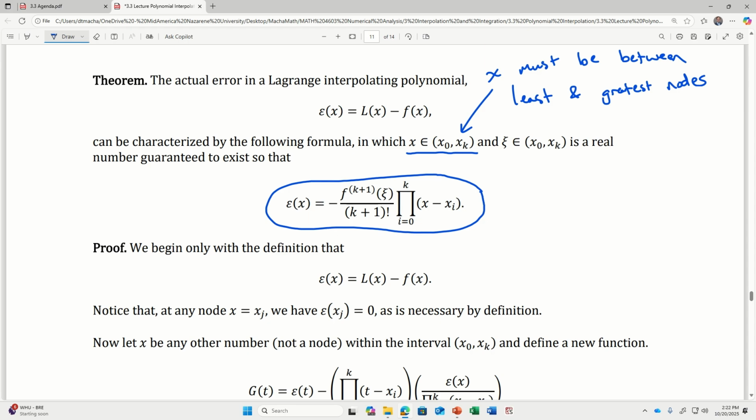Anyways, the actual error is going to be the k plus 1 derivative of f evaluated at xi, somewhere in between the nodes, divided by k plus 1 factorial, so the number of interpolating points factorial, times the product of these k plus 1 factors that are your x variable minus the location of the k plus 1 nodes. This is the proof.